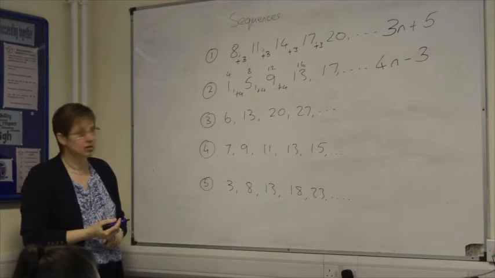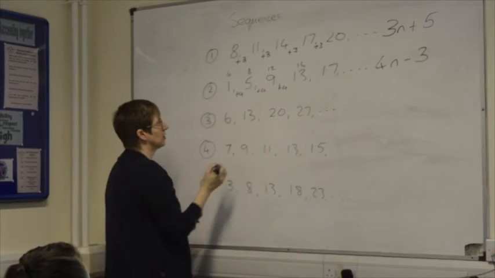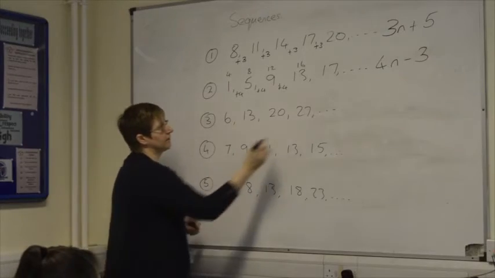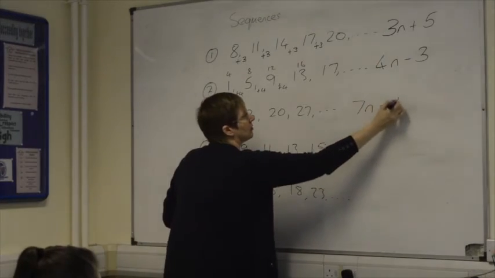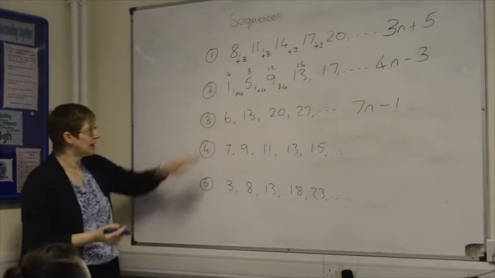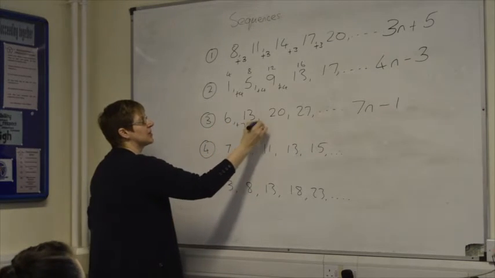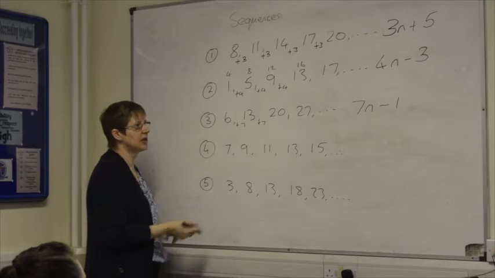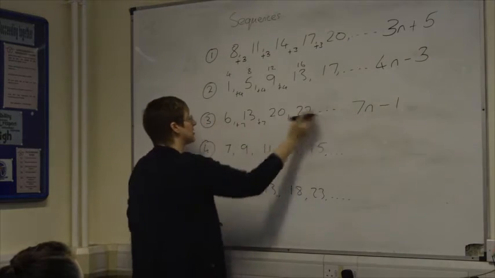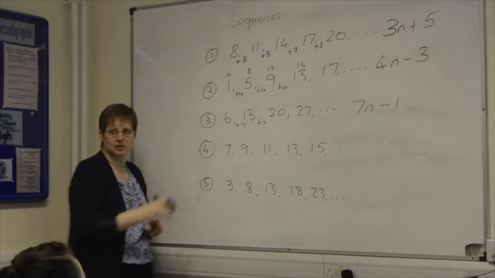Matthew, what about the third one? Well, the times table was 7. Good. So up in 7. It would be 7n minus 1. 7n minus 1. Excellent, well done. Yes, it's going up in 7, so it must be the 7 times table, so it's 7n. But my 7 times table starts at 7, this starts at 6, so I take 1 off.